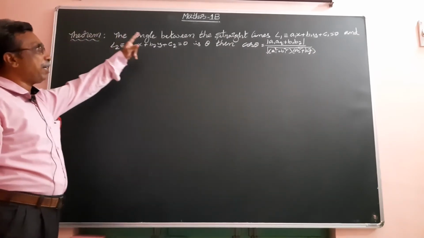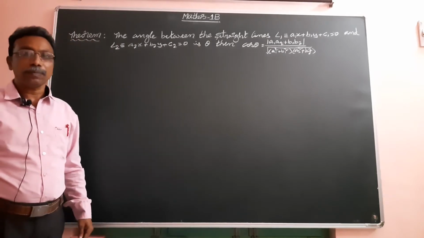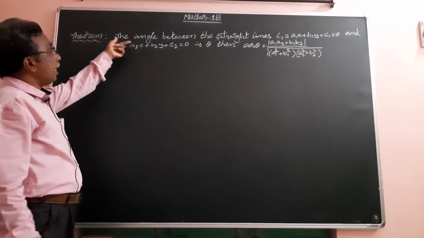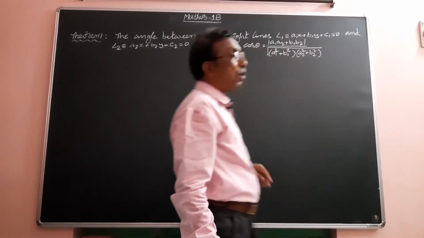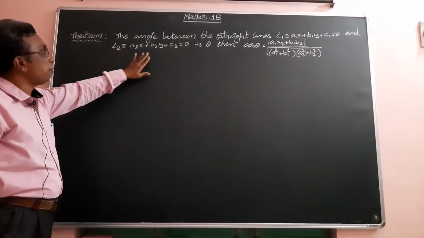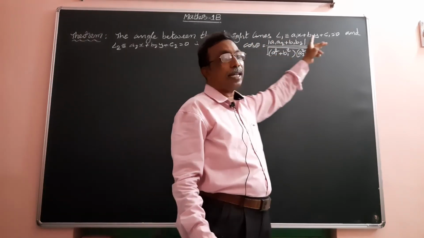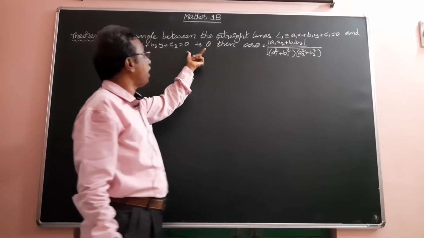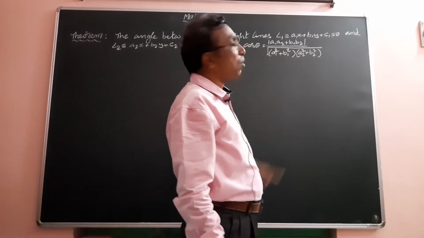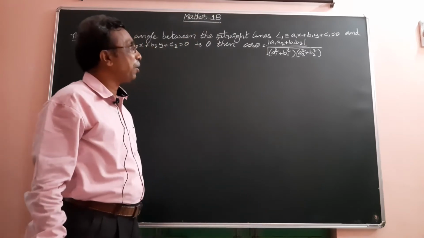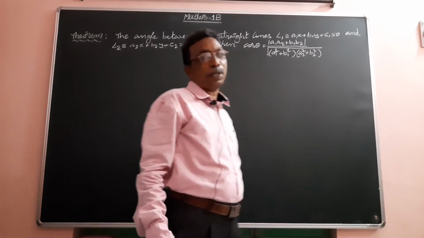The angle between the straight lines A1x plus B1y plus C1 equal to 0 and A2x plus B2y plus C2 equal to 0 is theta. The angle between these two straight lines is theta. Now we prove that cos theta equal to modulus of A1 A2 plus B1 B2 by root of A1 square plus B1 square into A2 square plus B2 square.